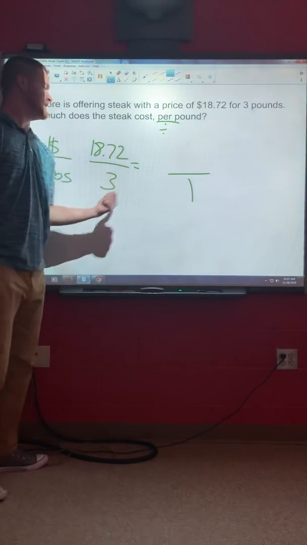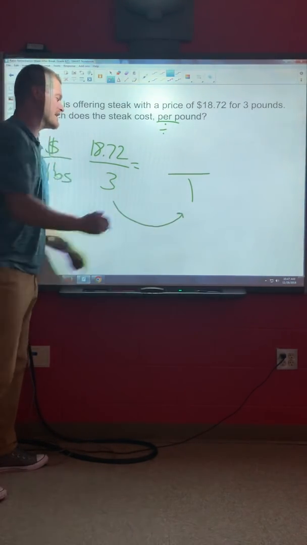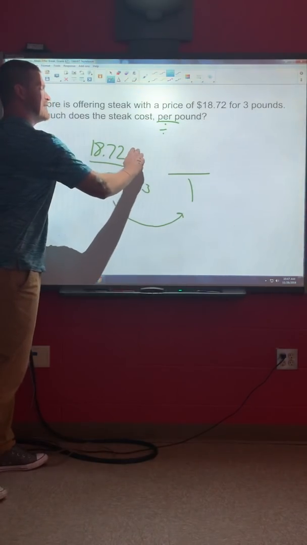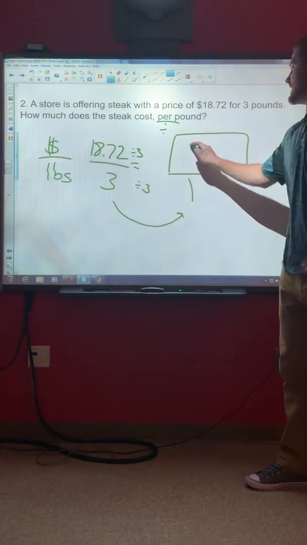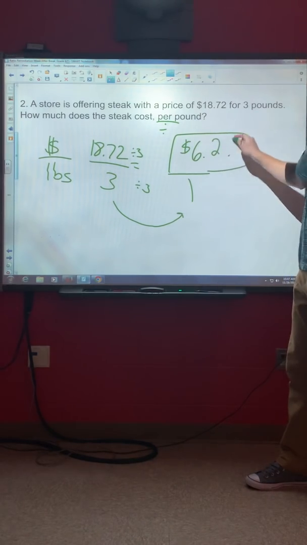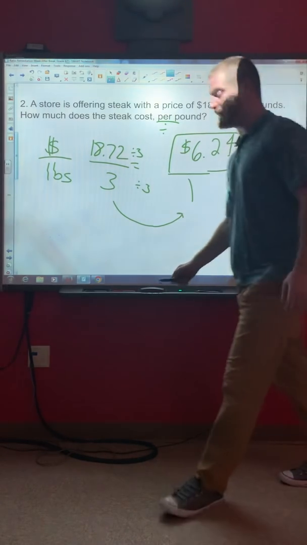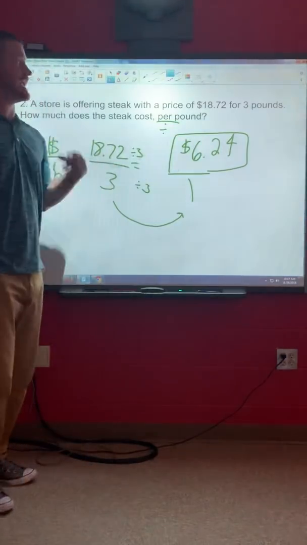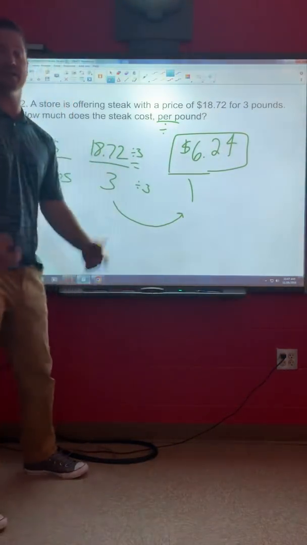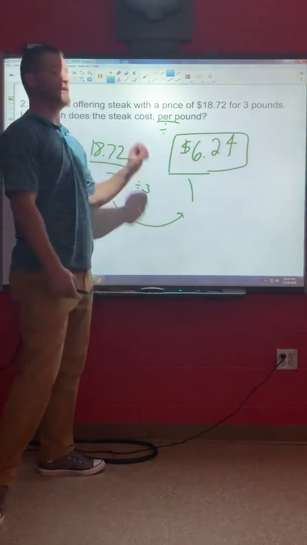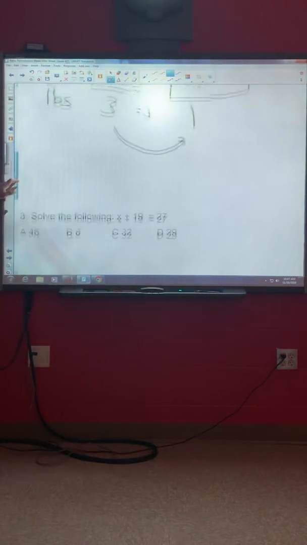So obviously, to get from 3 to 1, you got to divide by 3, divide by 3. And when you do 18.72 divided by 3, we get $6.24. Now, whatever number they ask for next, like if they would say at this rate, how much would 7 pounds be, you just take our unit rate and then multiply by whatever that next number is. But in this case, what is it per pound? And the answer is $6.24.